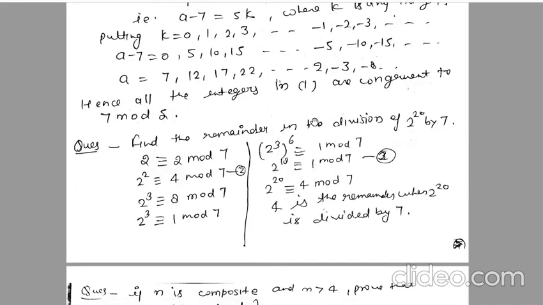There is another example. These two examples are different. So let's see: find the remainder in the division of 2 to the power 20 by 7. So 2 to the power 20. We cannot calculate 2 to the power 20, and we don't need to calculate it. We will solve this by our congruence method, right? So the divisor is given, 7. That means M is given, 7.